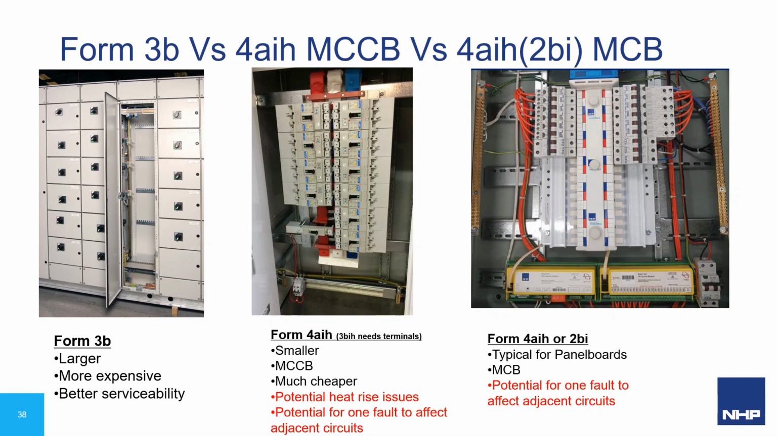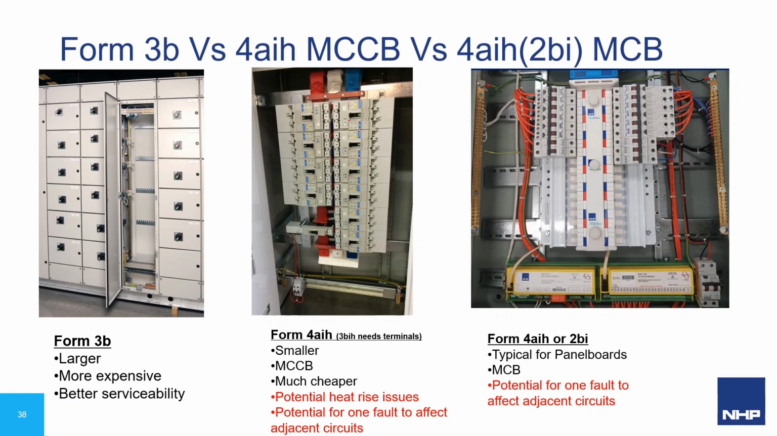As a final comparison, on the screen you will see the three of the more popular forms of construction, so we can see how standard construction versus alternate construction would impact the assembly. We have Form 3B for standard construction, which is typically larger and more expensive, but offers better safety and serviceability.